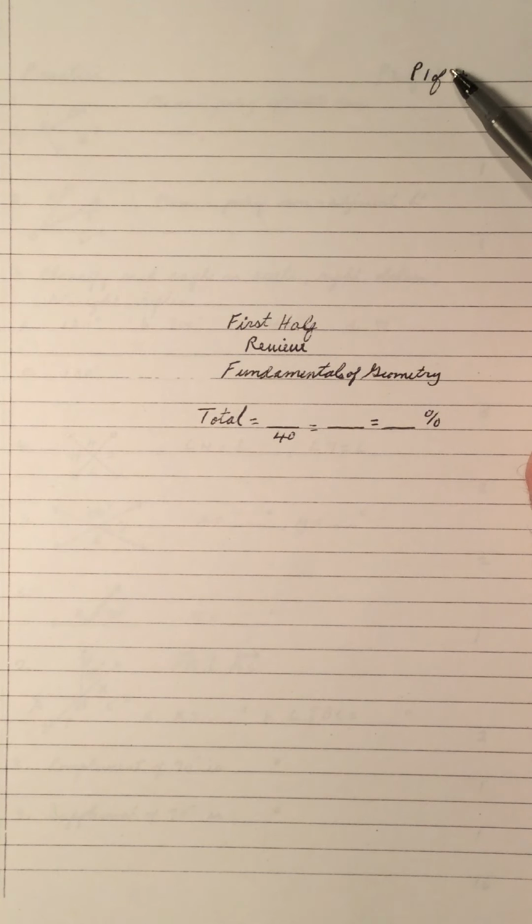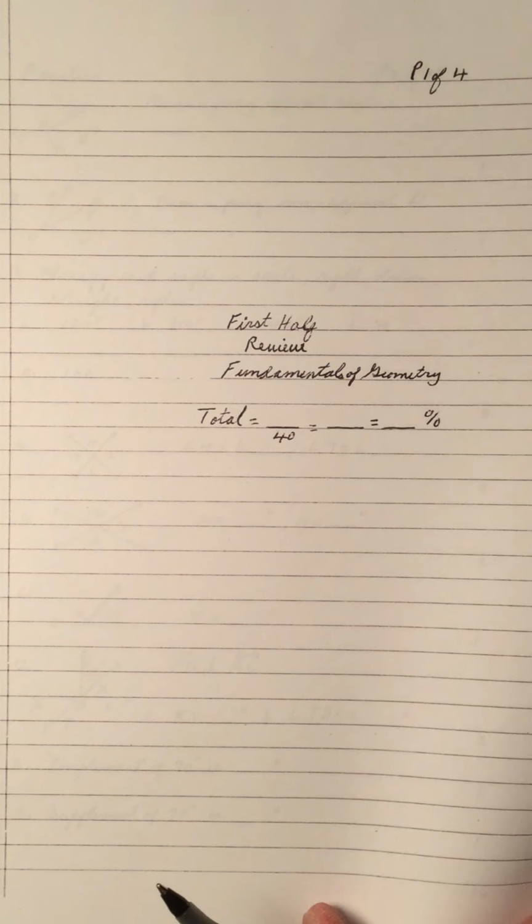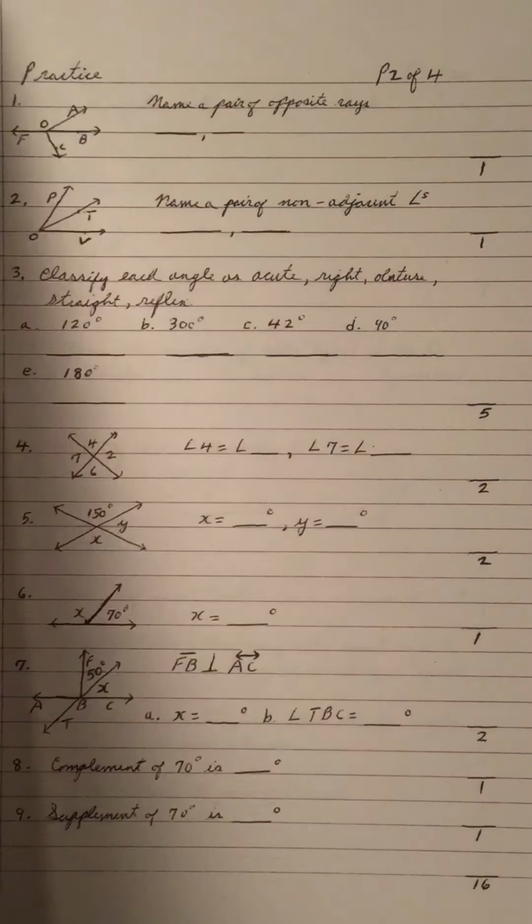So if you had 4 sheets ready to go, then you can treat this review as I do with all my units. There's a review at the end to summarize everything that I've done. So let's turn to page 2.